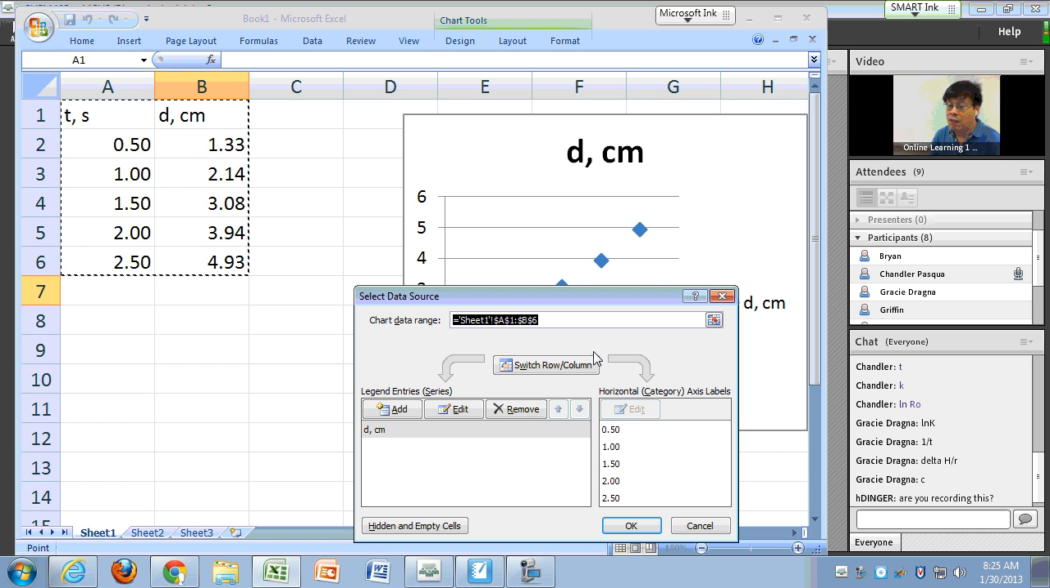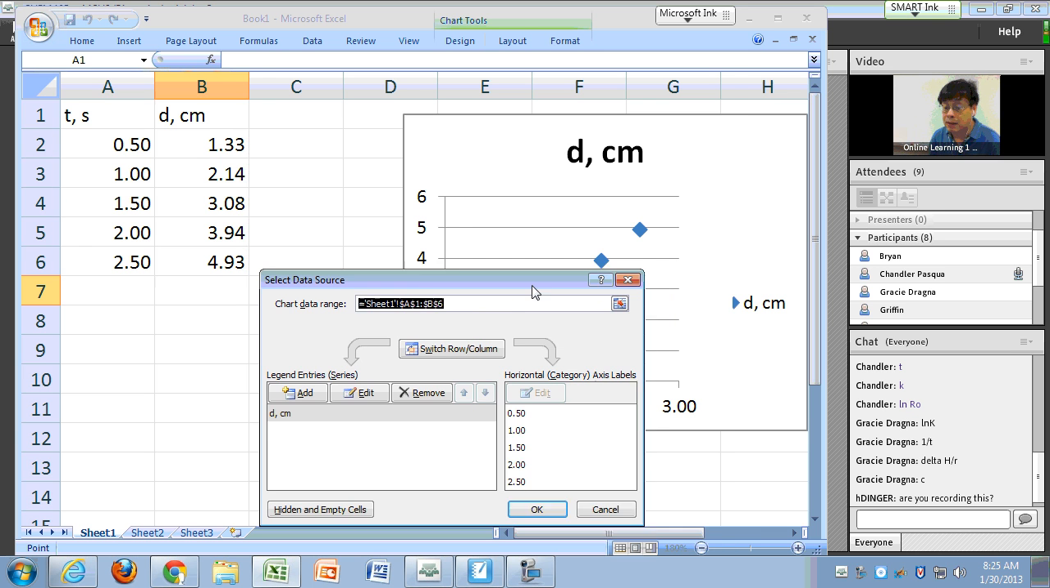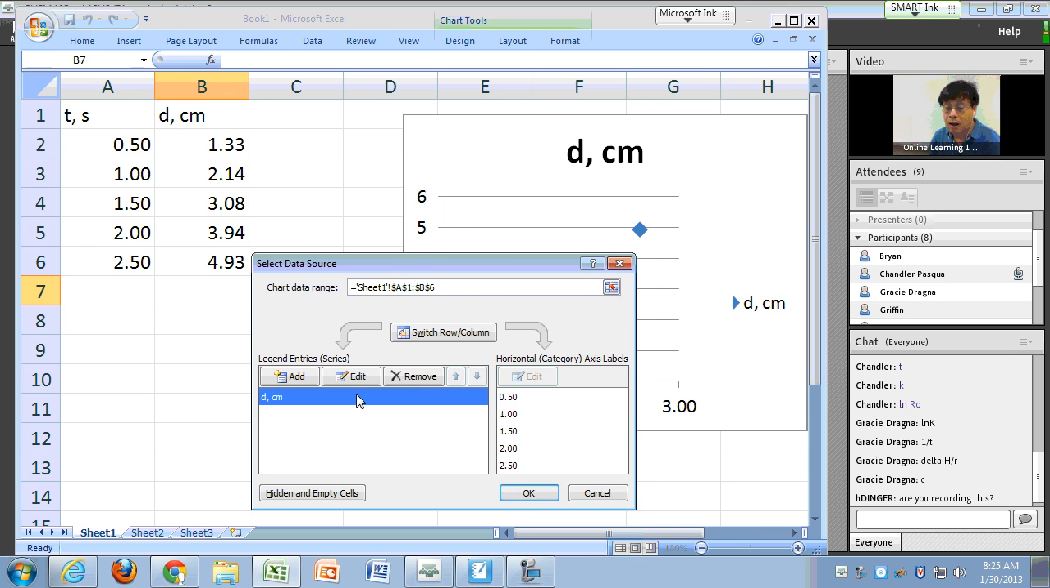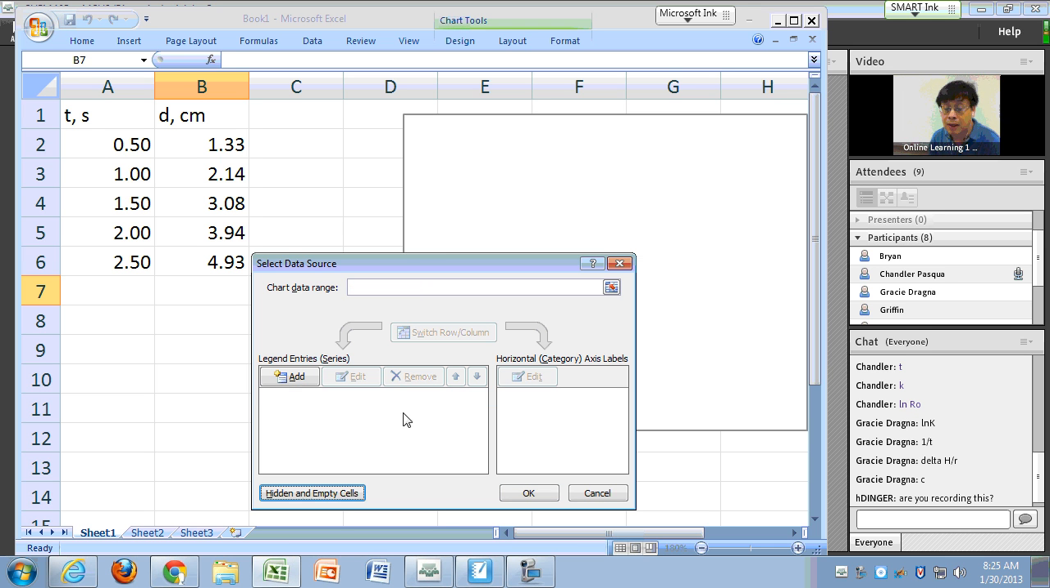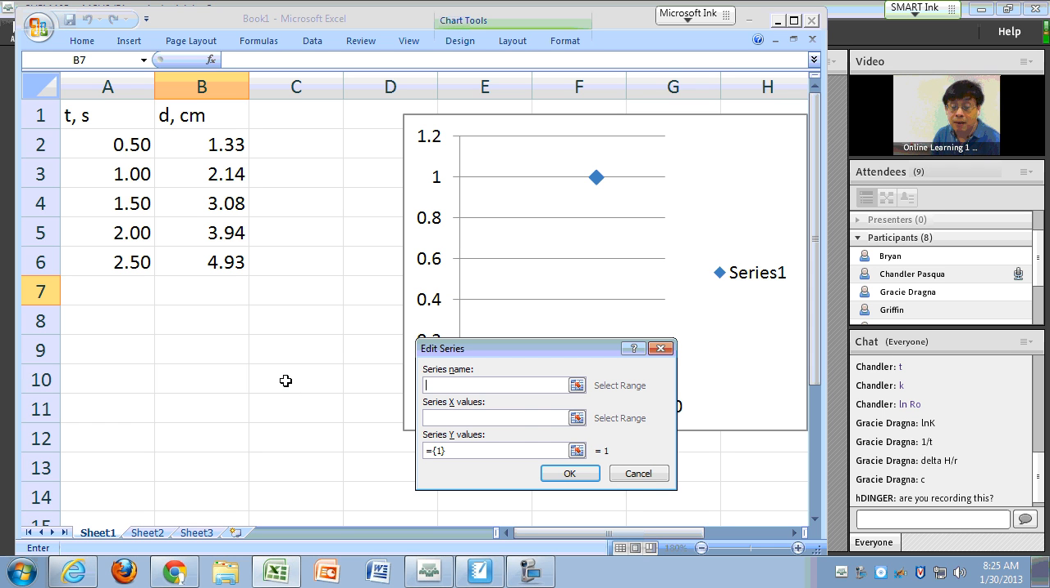Okay. In fact, I don't like Excel thinking for me, so usually I just remove what Excel gives me by default. And then I can add the data that I want to my chart. So I click on add right here, and then I'm going to pick my X value.